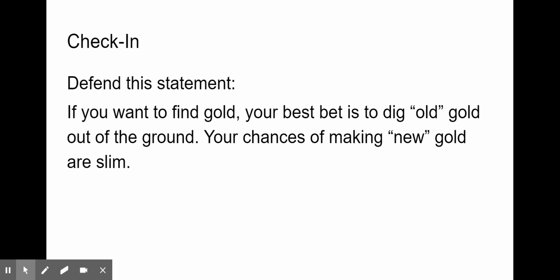Okay. So here's a check-in question. How can you defend this statement? If you want to find gold, your best bet is to dig old gold out of the ground. Your chances of making new gold are slim. Okay. How can we defend this?